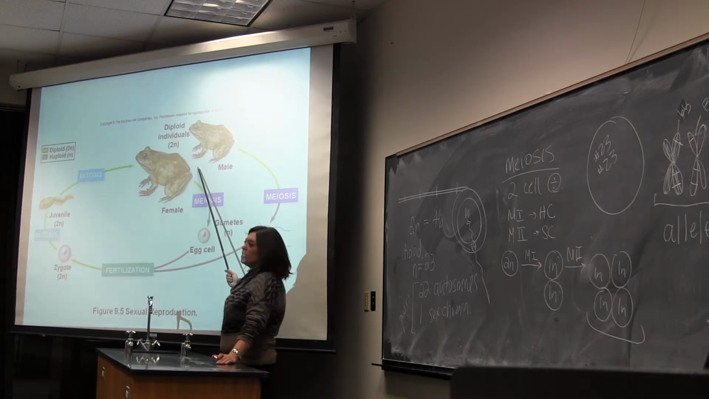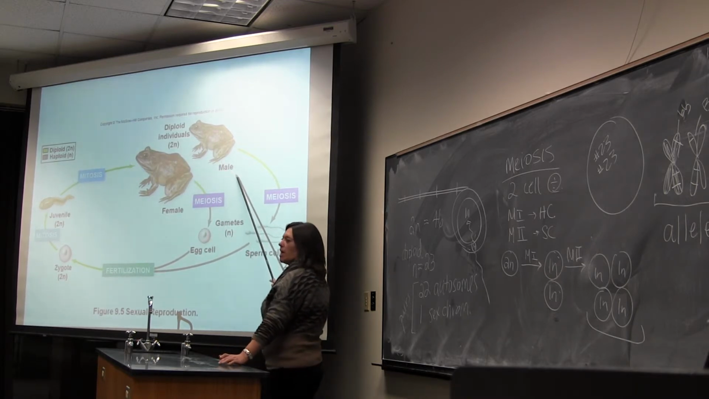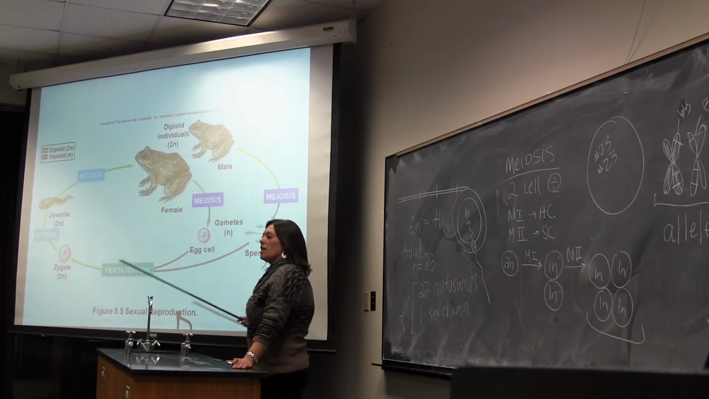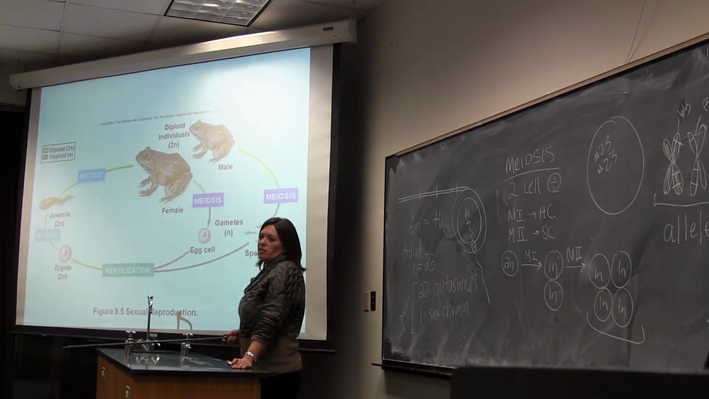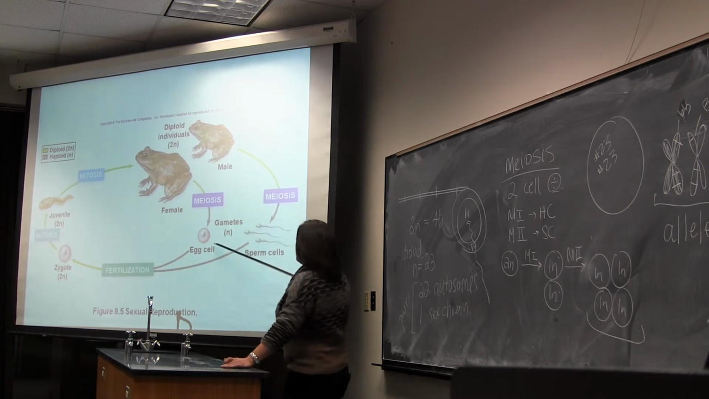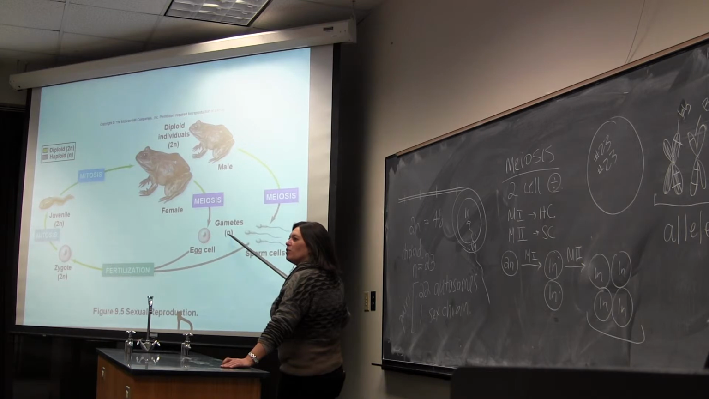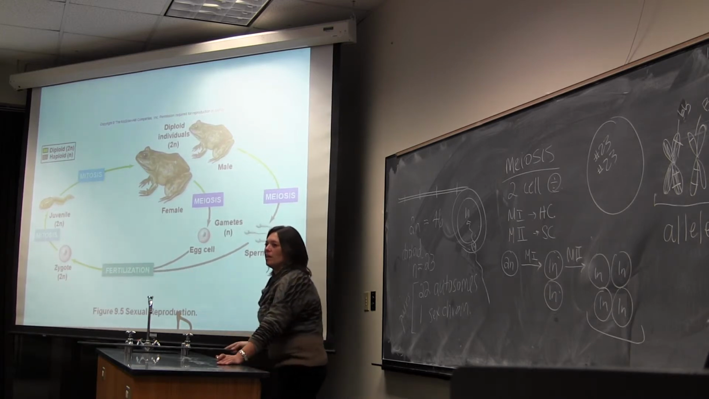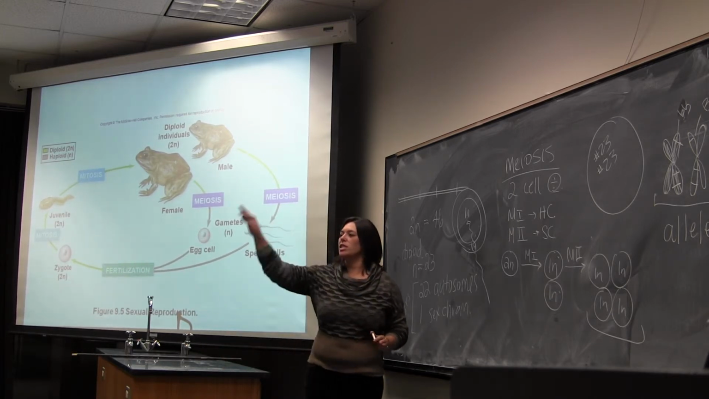And then when you get into puberty, you're going to start undergoing meiosis. So you're going to start making your sperm, making your eggs. And those eggs and that sperm are going to be haploid again. And so when you find somebody that you love very much and you have sex and fertilization occurs, it starts back over at the zygote. So it's this continual cycle of life.